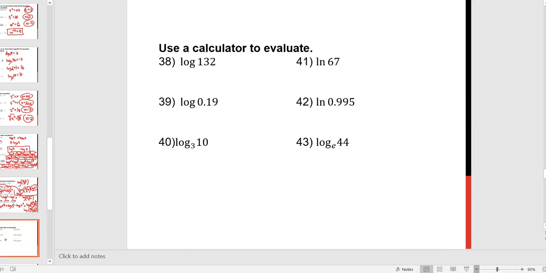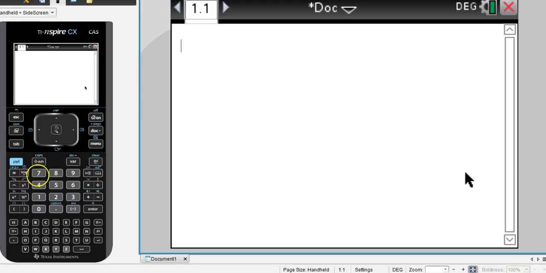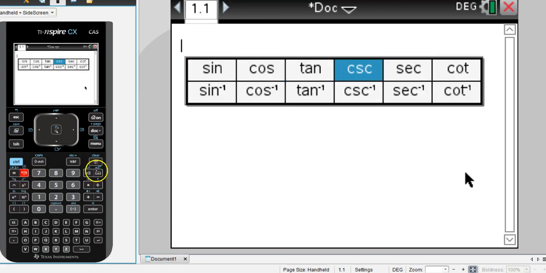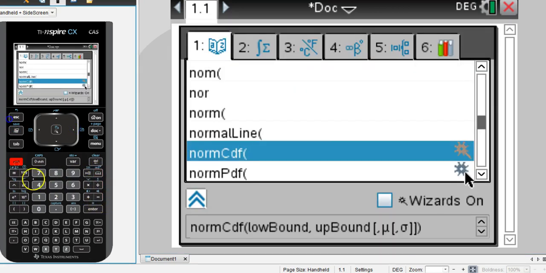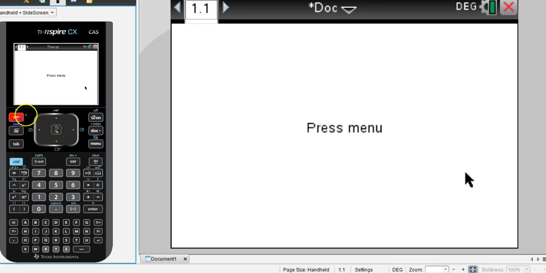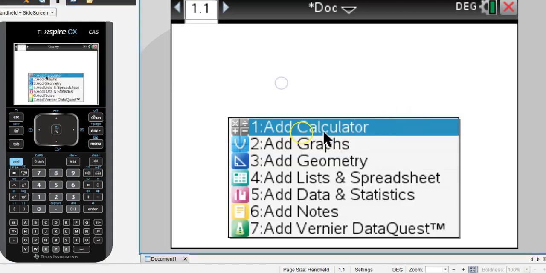At this point, we're going to be using our calculator. So obviously, you should be able to type these into your calculator. And then what we're going to do is we also need to make sure we can check our answers. So let's go ahead and start with log of 132. Obviously your button's probably going to be different than mine, and apparently I'm not even in the right spot. So there we go.